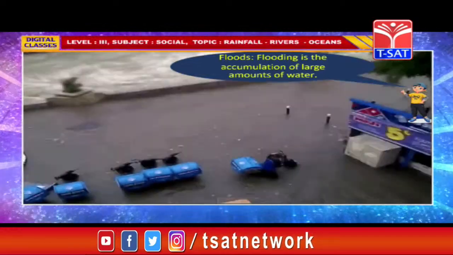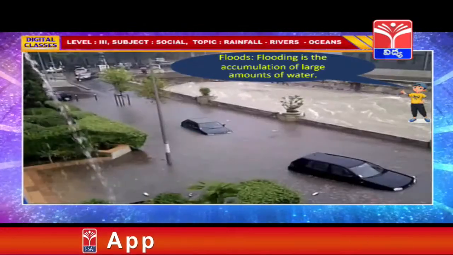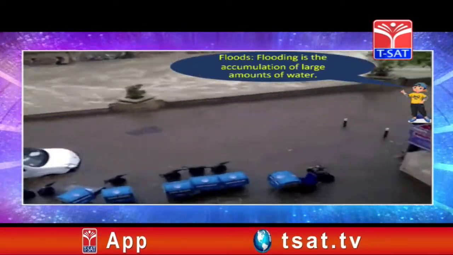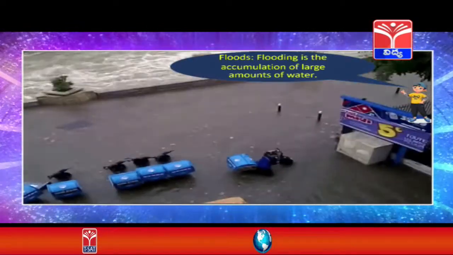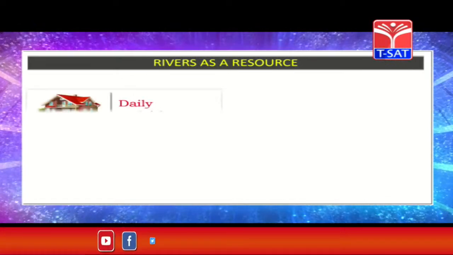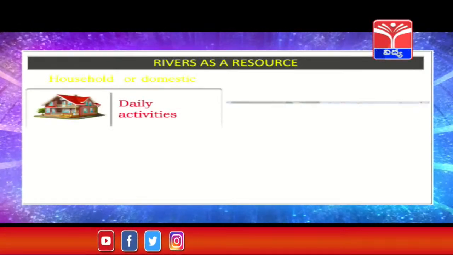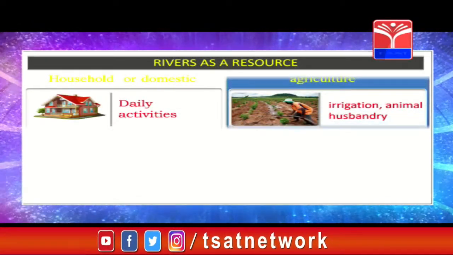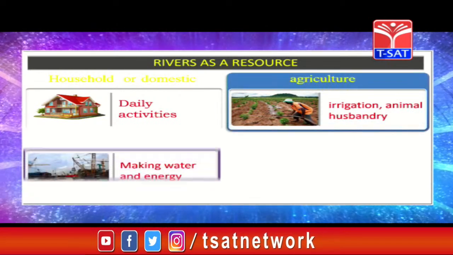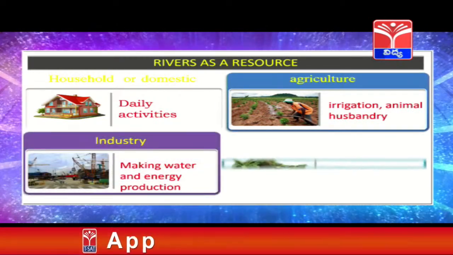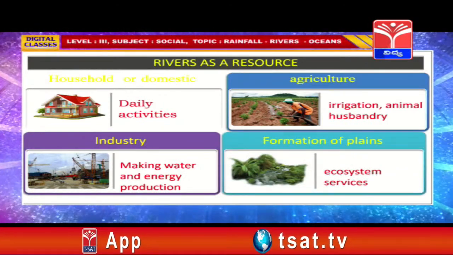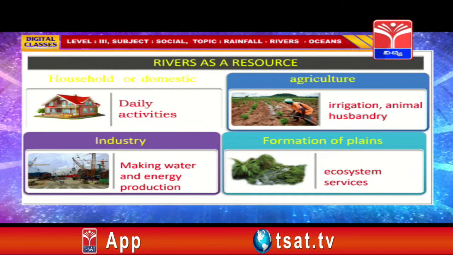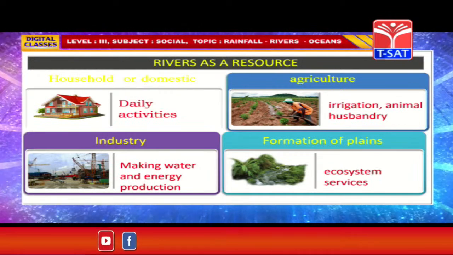So this was all about rivers. Children, where do the rivers go and join? Yes, they go and join into the ocean. Now children, let us learn about rivers as a resource. River water is an important surface water source for homes, that is for our day-to-day activities, for agriculture, that is for irrigation and animal husbandry, and for industry, that is for making power and energy production.